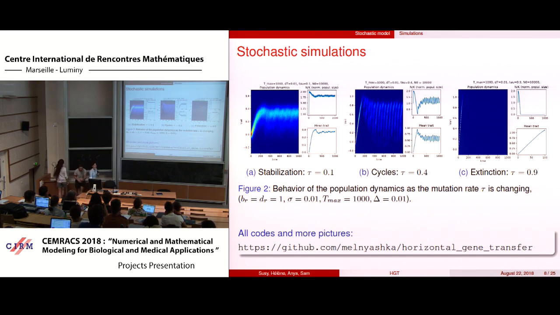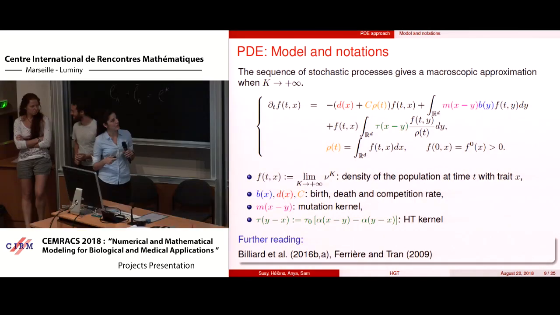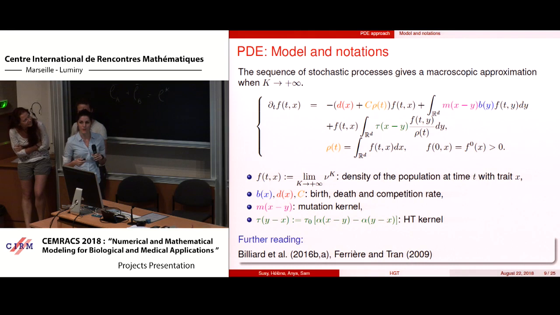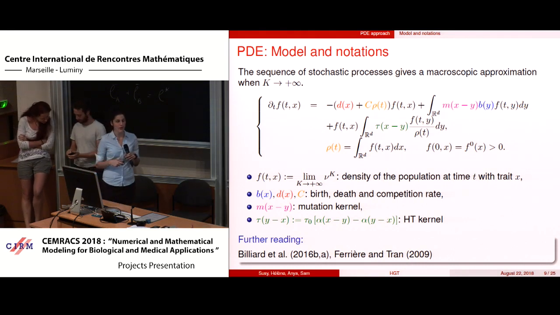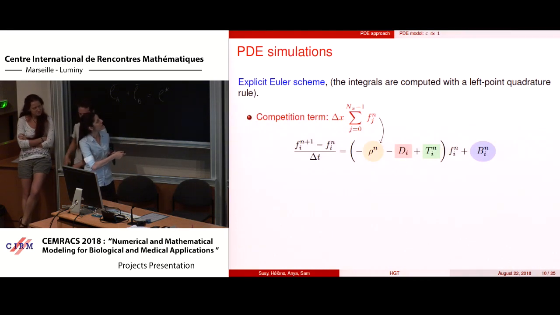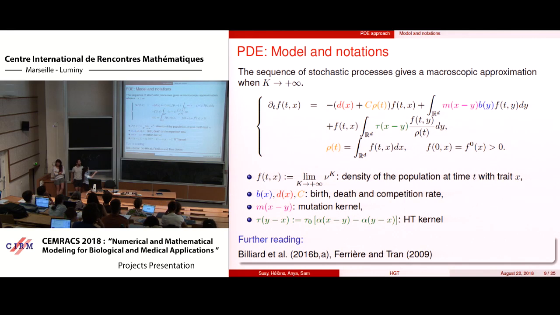Well, thank you, Anya. In fact, it's really usual to derive a macroscopic model when we have a large population, in the limit of k, which is our population scale, going to infinity.